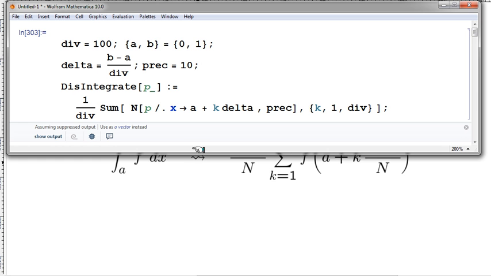Alright, in this file I'm defining the Riemann sum, that's the number of divisions, 100 divisions, and in this example the interval is 0 to 1. I'm preparing the delta that is involved in the Riemann sum. This is the precision level of the numerical calculation, so I call it a discrete integrate. If I have a function p in x, an expression in x, then we're going to calculate this one. This is exactly the Riemann sum definition.